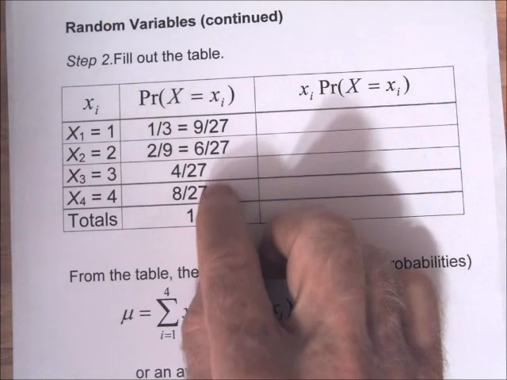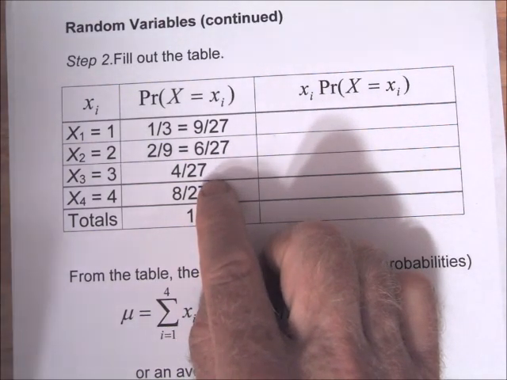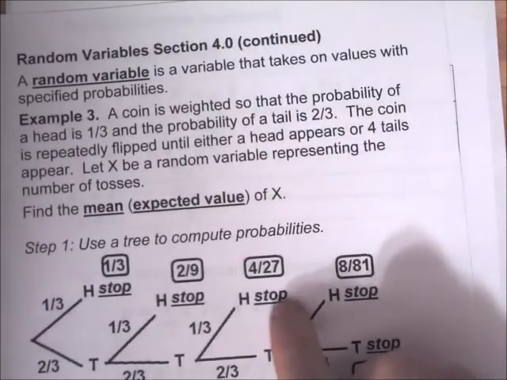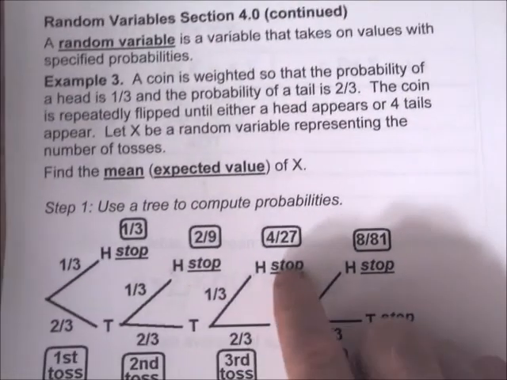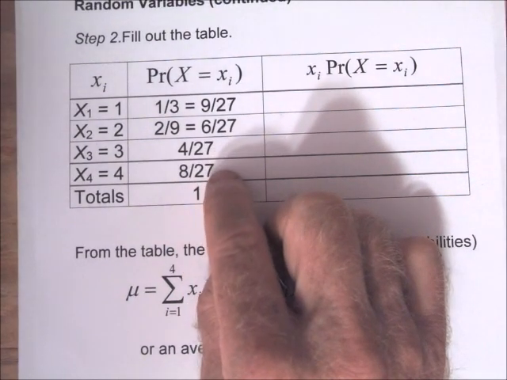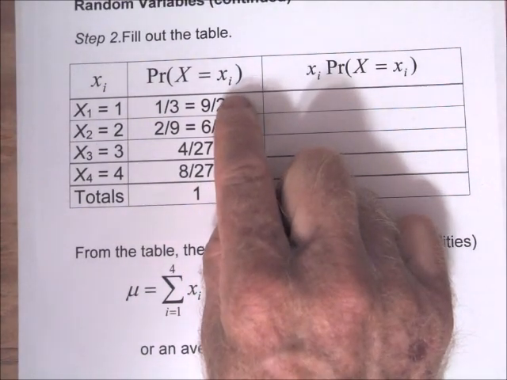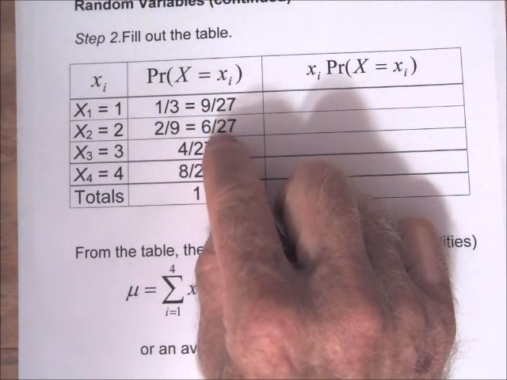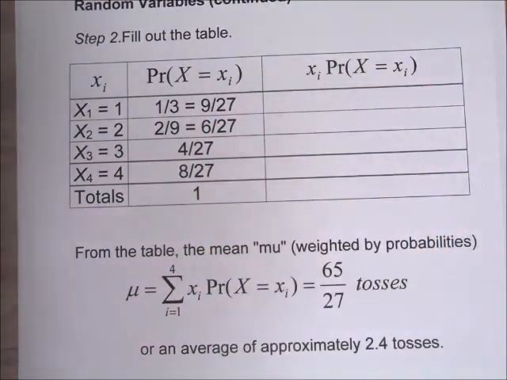The probability that x equals 3 is 4 out of 27. That's 2 tails followed by a head, 4 out of 27. And the probability x equals 4 is 8 out of 27. And as a check, you can check that these add up to 1. It should add up to 1.